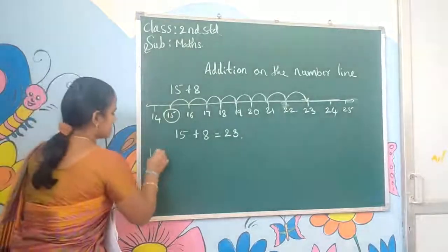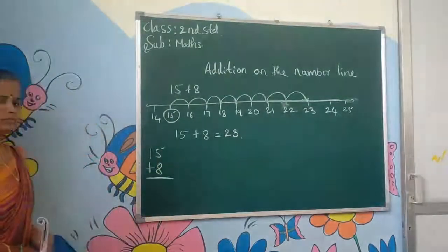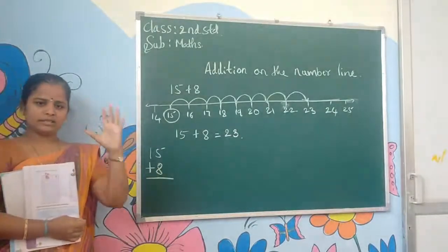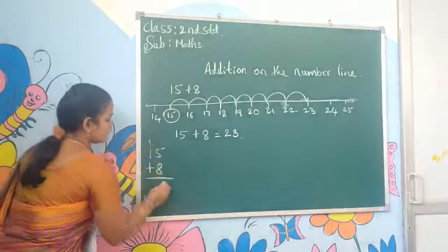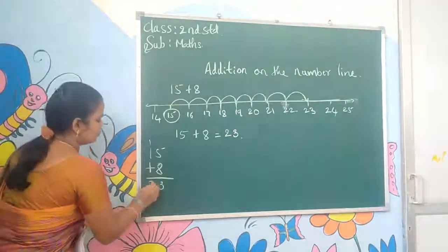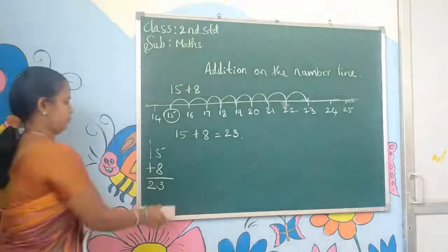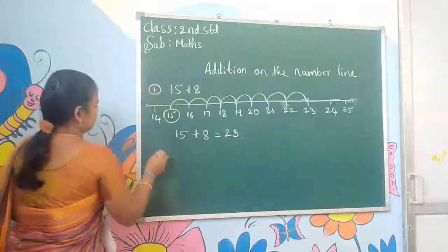Add it yourself. See here. 15 plus 8. Keep 8 in the mind, 5 in the hand. 8, 9, 10, 11, 12, 13. So 1 is carried over and 3 in the ones place. 1 and 2, 23. The answer is the same. Okay. This is the first example.